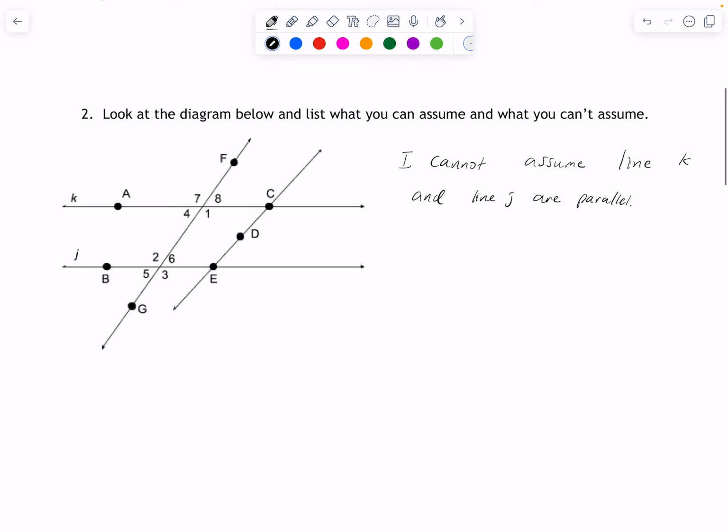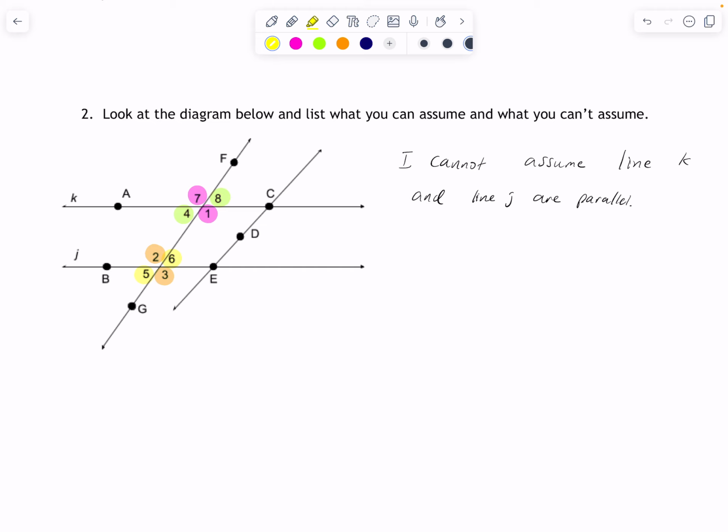Another thing that might happen is if you look at these other two lines, line FG and line EC, you might think, oh, they're going to intersect at some point. Again, only go with what the diagram is showing you. So I cannot assume that lines FG and CE are going to actually intersect. I can still assume my same thing with my vertical angles, right? That's still going to be true, just like it was with the previous diagram, because those are intersecting. So we can still assume that.